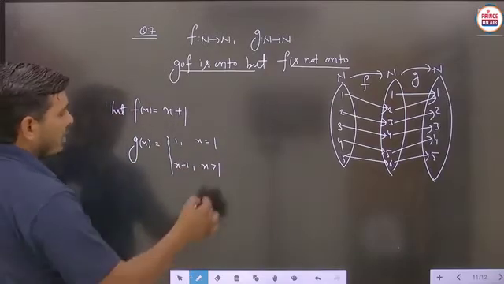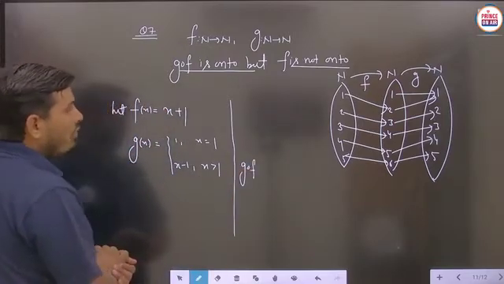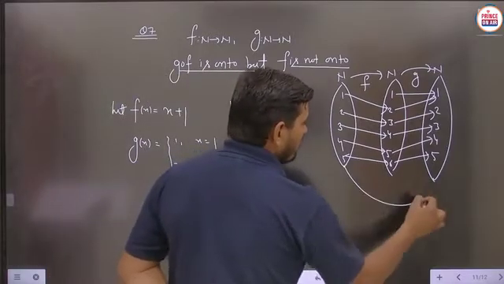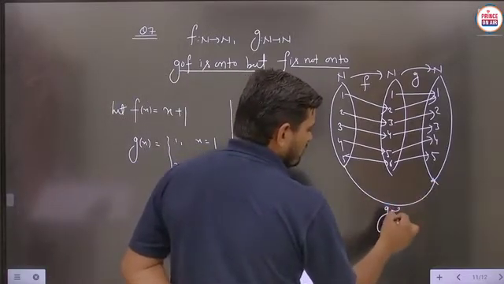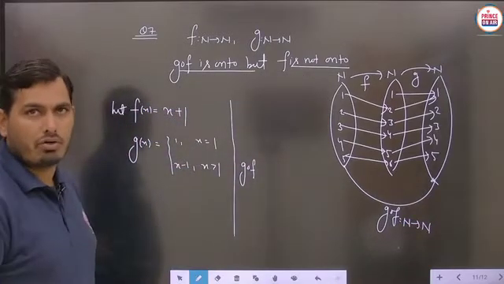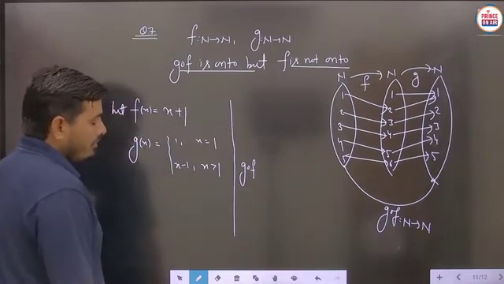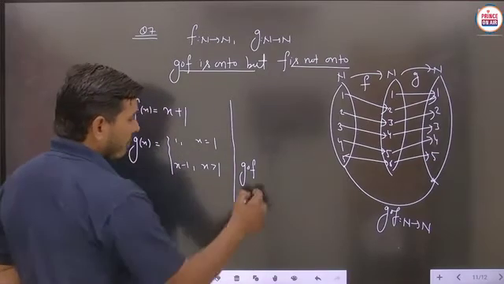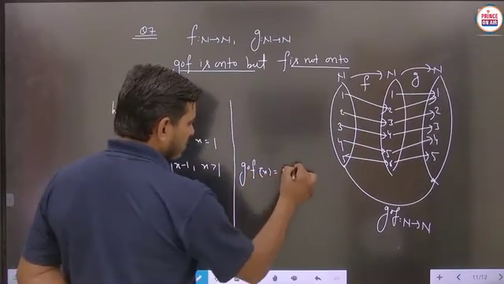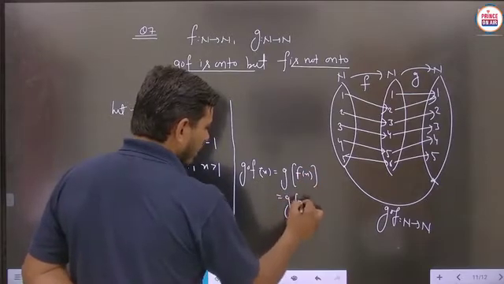Now student, we have to calculate g o f. So g o f will be defined from the natural numbers to the natural numbers. Is it clear? So here the g o f function gets defined. Then if we have to calculate this g o f, g of f x will be written as g of f of x. Now f of x will become x plus 1.